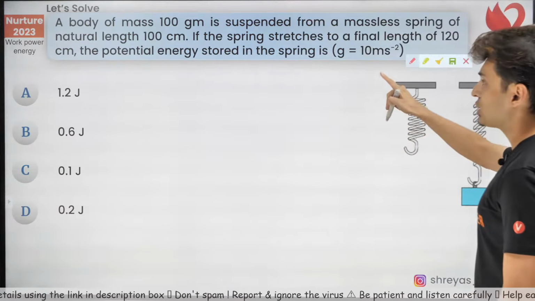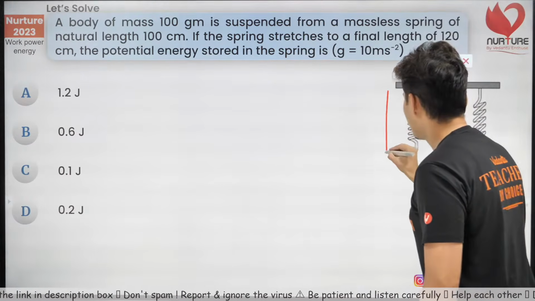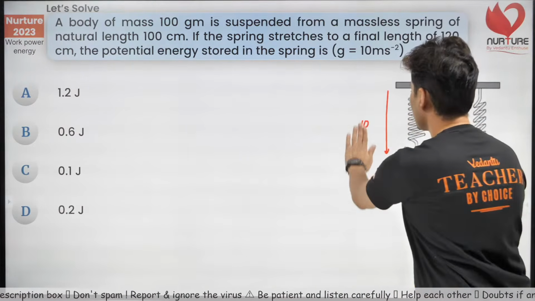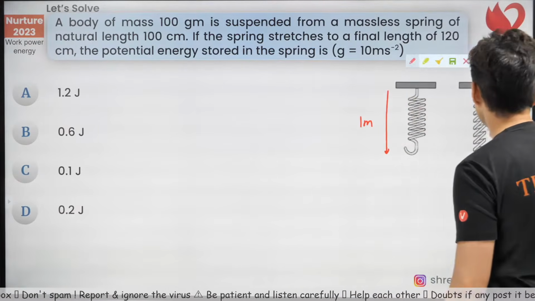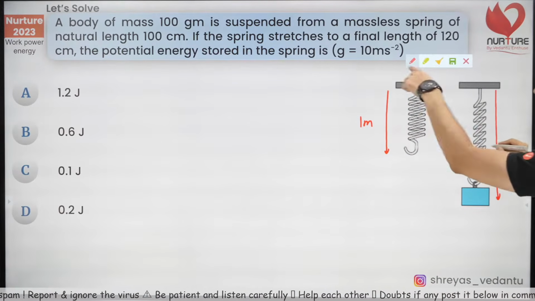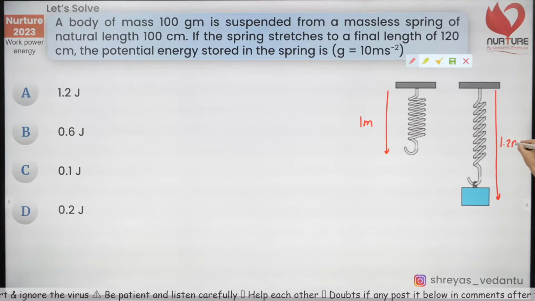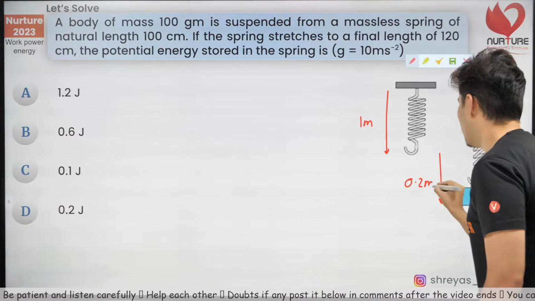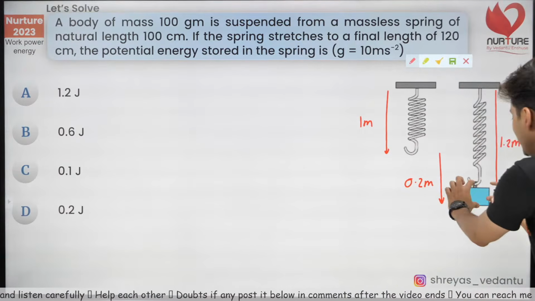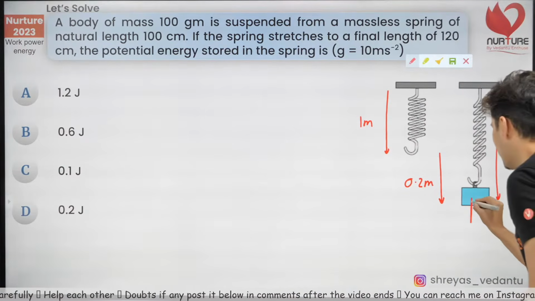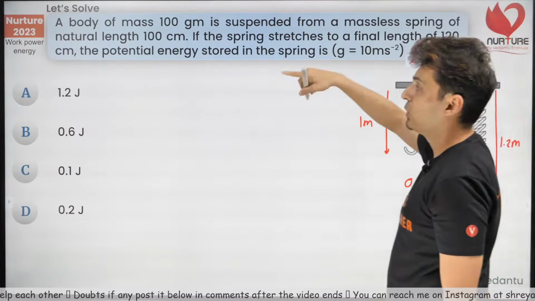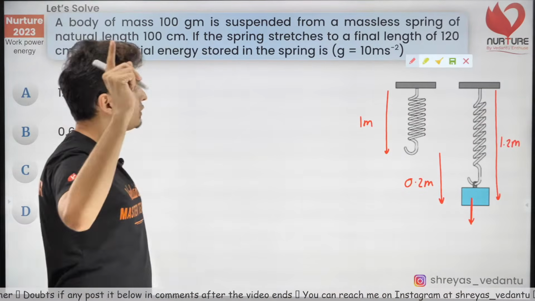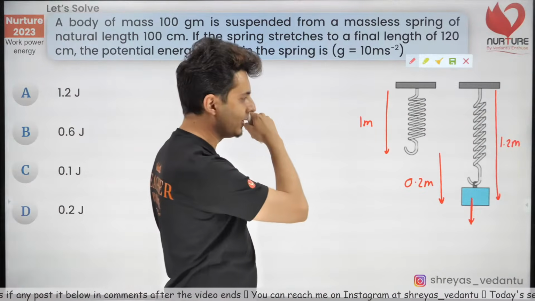Well, initially natural length is 100 centimeters. 100 centimeters is 1 meter. This is 120 centimeters, that means it is 1.2 meters. That means the extension is 0.2 meters. Now, when it is suspended, obviously, I do not know the value of K. I need to find that K. So to find that K, I'll use Newton's laws.